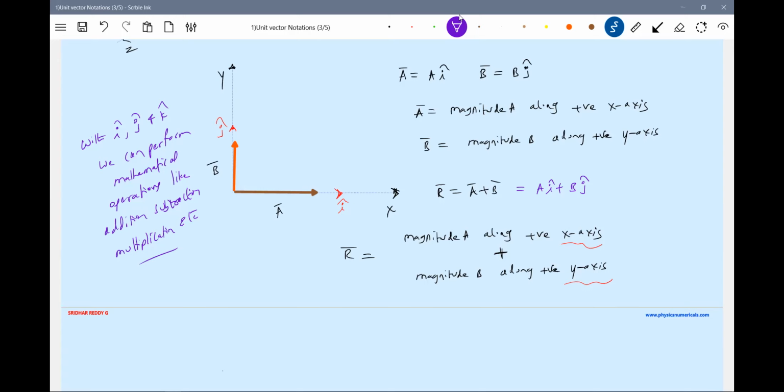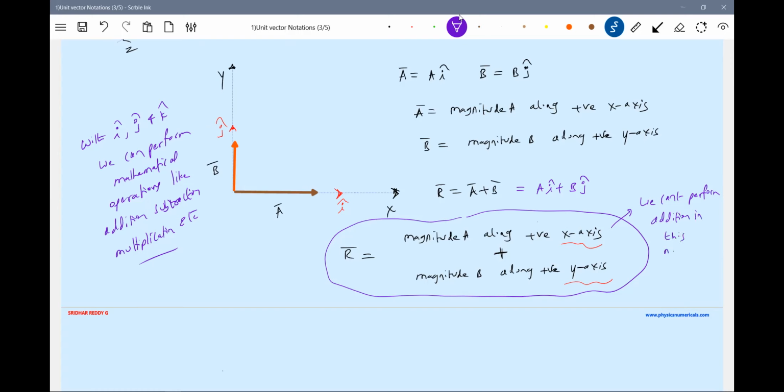We have to take up vector algebra. We have to step into vector algebra. So the unit vectors are going to help us. But you can't do this. This is not advisable. On paper, we can't perform addition in this notation or in this form. This is widely acceptable.